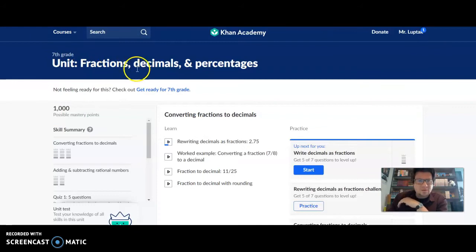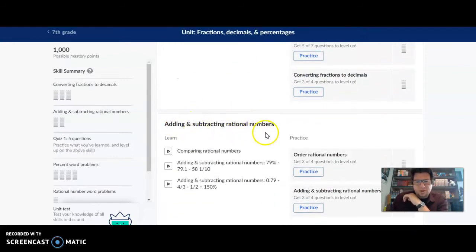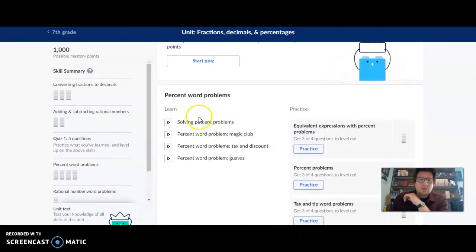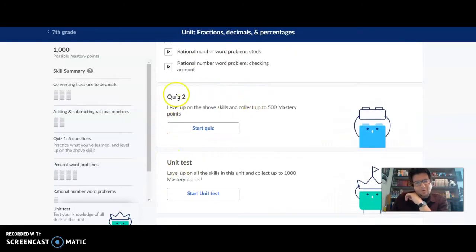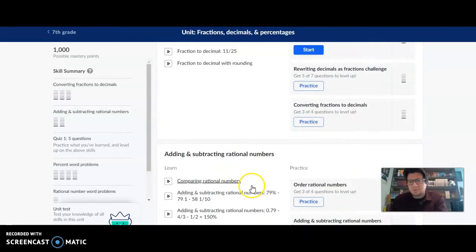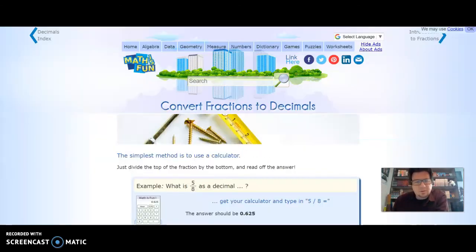One whole unit: fractions, decimals, and percentages. You're going to be converting fractions to decimals, adding and subtracting rational numbers, percent word problems, rational number word problems, and a couple of quizzes. So you want to pay attention and make sure you know what you are doing. To start off, fractions to decimals.